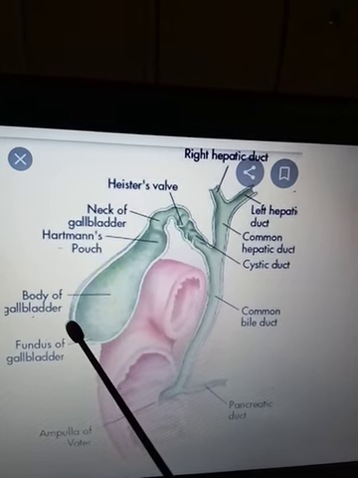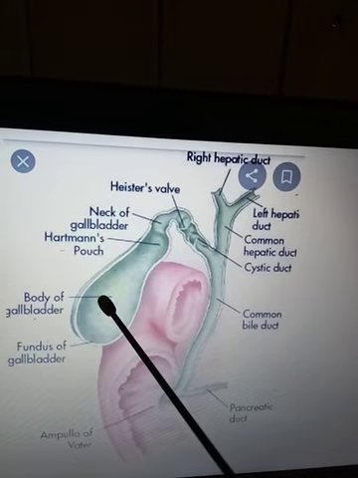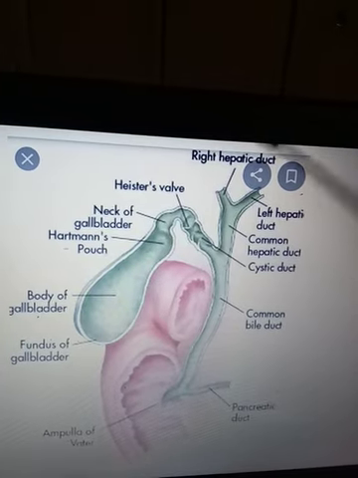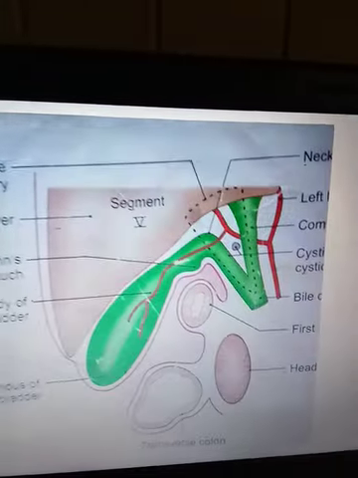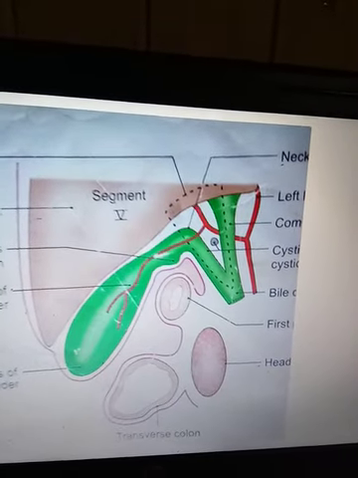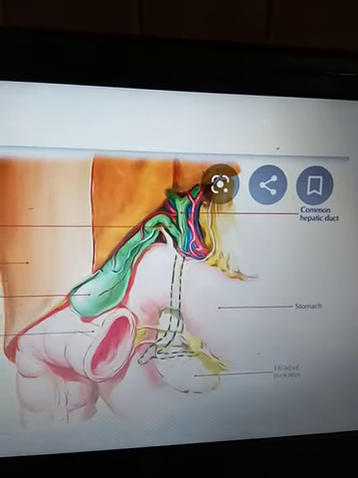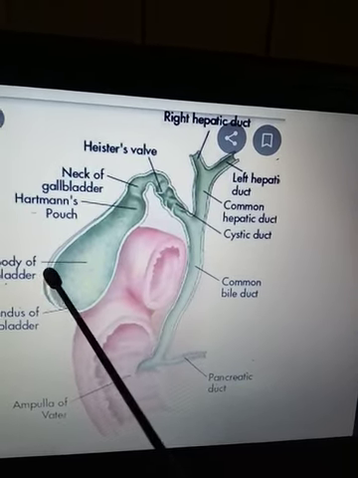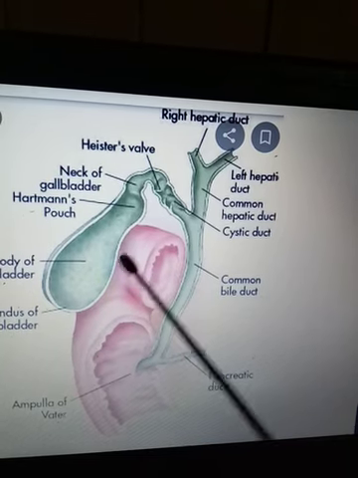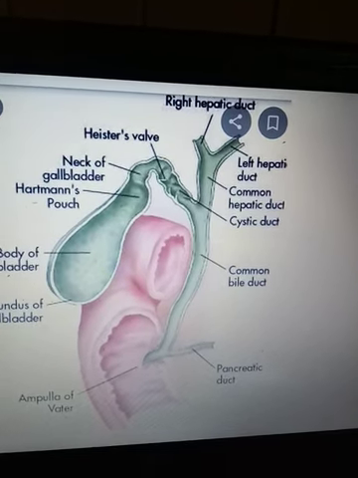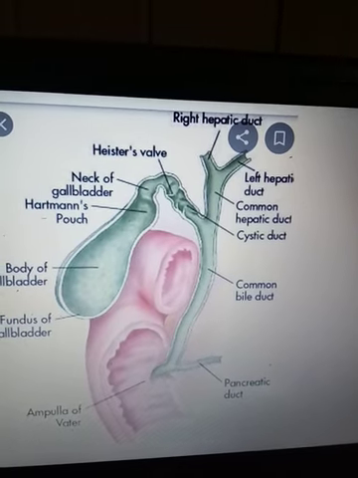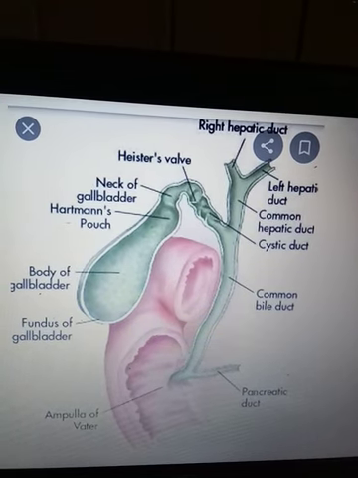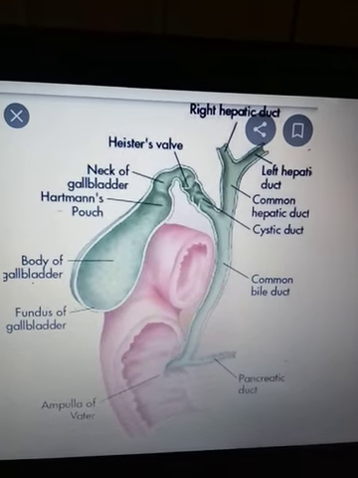This is the fundus of the gallbladder. This is the body of the gallbladder, and this is the neck of the gallbladder. Talking about the fundus, see, this is the gallbladder. If we talk about the fundus, it is just below the margin of the inferior border of the liver. This fundus of the gallbladder is present below the inferior margin of the liver.